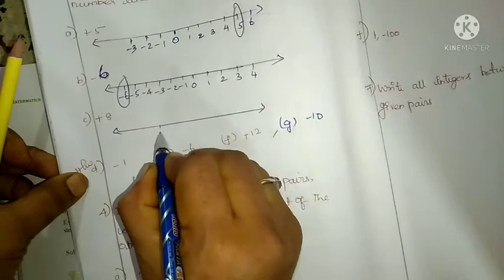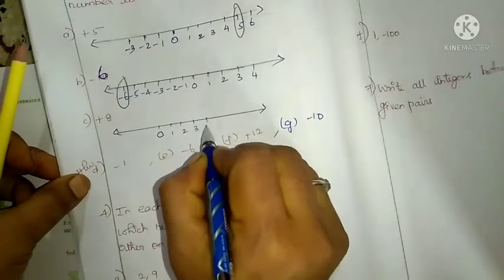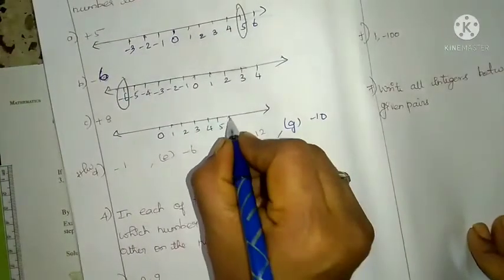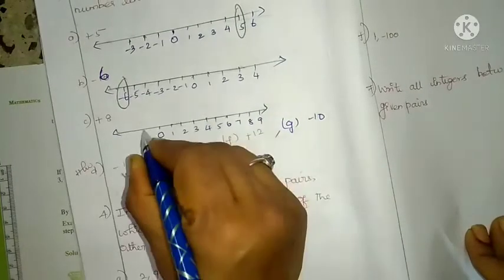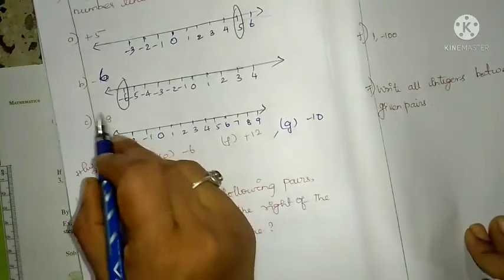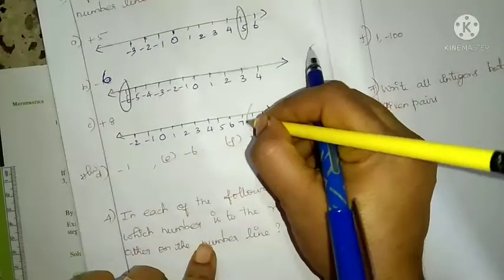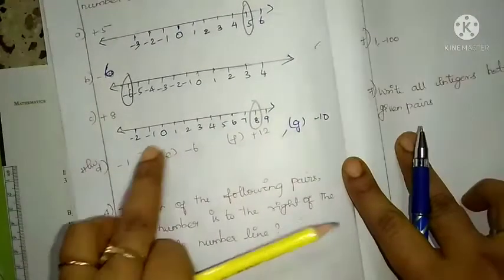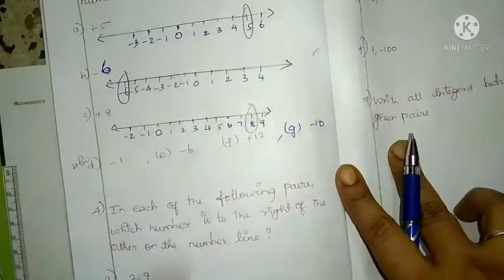You can write the 0 here, then 1, 2, 3, 4, 5, 6, 7, 8, 9. For the minus numbers, 2 or 3 steps are enough, because they are mentioning 8 here, no? So we need 8 extra on the positive side. So write like this. Write -1 as homework, -6, +12 and -10. Draw a number line like this and mark the number given.